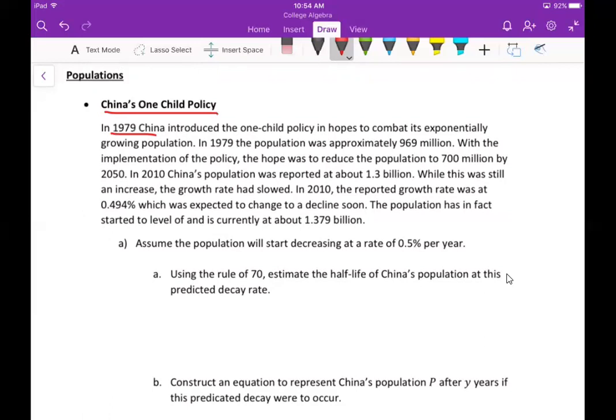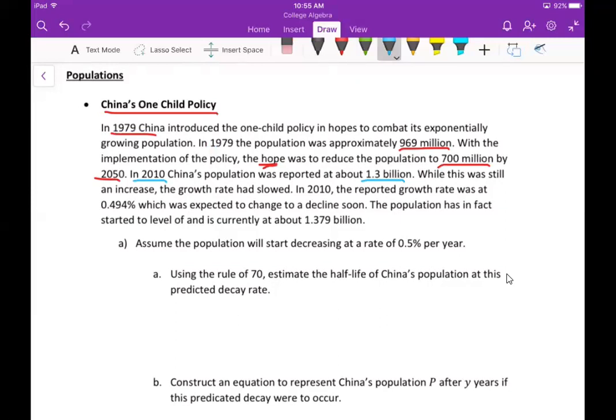So we have this one-child policy that was implemented. At that time in 1979, the population in China was approximately 969 million people. With the implementation of the policy, the hope was to reduce the population to 700 million by 2050. That was their goal, okay? Now what we know, from the last statistics, at least as far as this example goes, is that in 2010, China's population was 1.3 billion. So clearly, implementing that policy in 1979, it's not working yet.